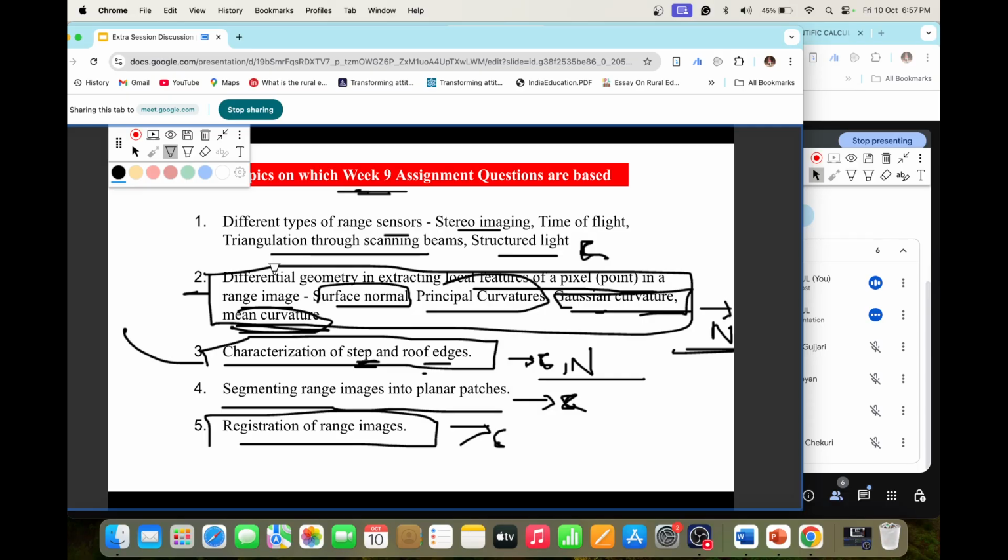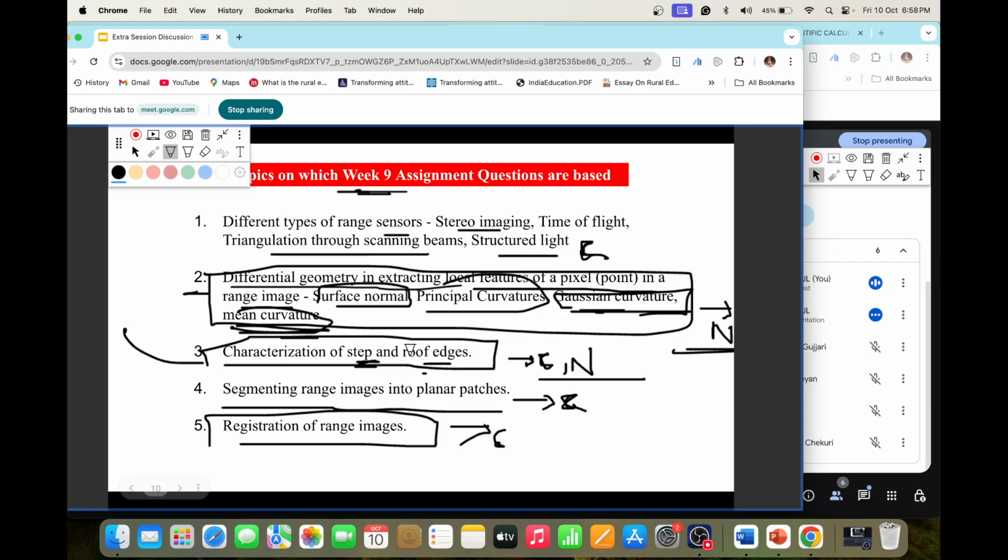So from range image, what is important in terms of numerical point of view is this. Okay, that is differential geometry in extracting feature of a pixel point. That is surface normal, principal curvature, Gaussian curvature, and the mean curvature. Out of this Gaussian curvature and mean curvature are very important in terms of your numerical point of view. So please go through this whole concept for numerical, and Gaussian curvature and mean curvature are very important.